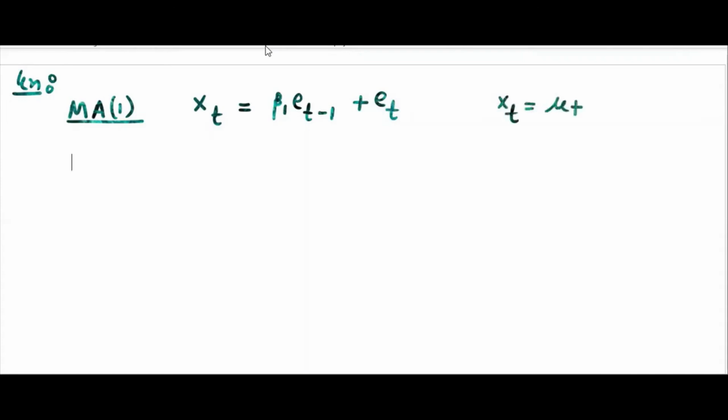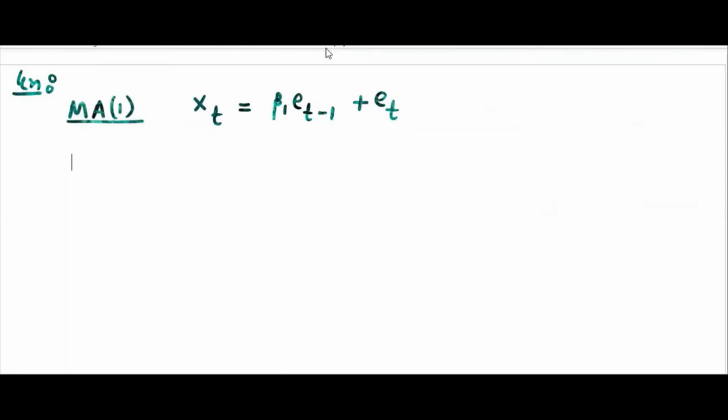Mu, you can write mu plus beta 1 et minus 1 plus et. You can write this as xt minus mu. If you take this side, this is xt here. If you want, you can rename it also, like yt, it doesn't matter. So when I don't write mu on the right, remember that this xt contains mu. That means this xt is actually xt minus mu. Even if you take mu, you will not get anything extra, so that it will be easier for you to find the autocorrelation.